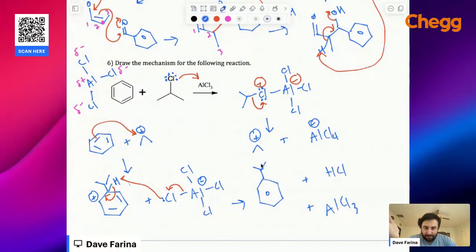So that gives us isopropyl benzene, HCl, and aluminum trichloride catalyst is restored. So that's the full mechanism. That would be full credit on a test, and that's it. Let's see.